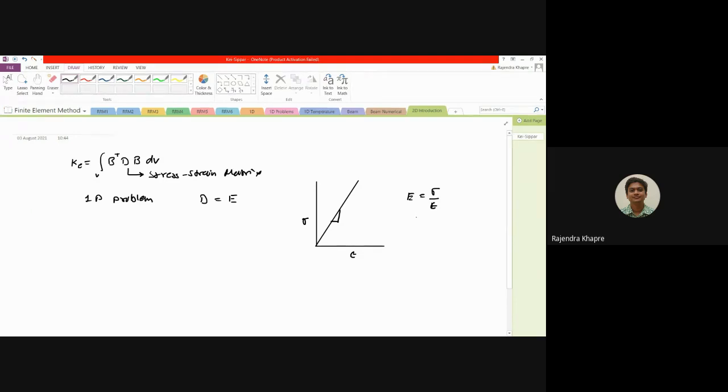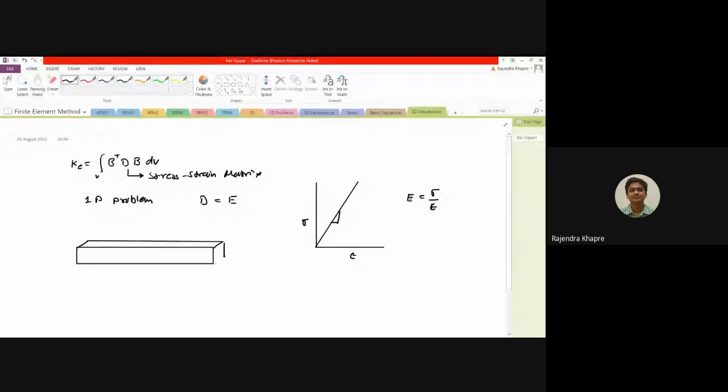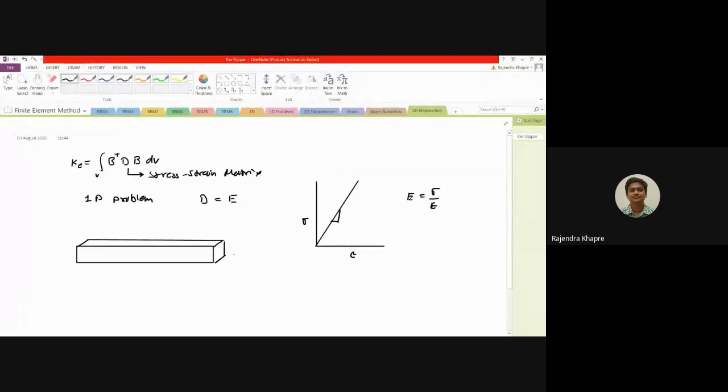Now, as far as two-dimensional problems are concerned, there are different categories. For example, let us say we have a beam. In the previous class, we have seen that this beam can be analyzed as a 1D problem. But if you see the real life picture of the beam, it looks like this. We have a three-dimensional beam. So now this can be analyzed as a 2D problem.